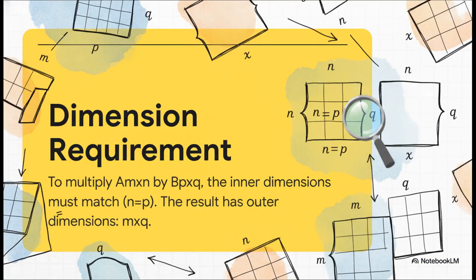And this right here, this is the golden rule. If you've got a matrix A that's m rows by n columns and a matrix B that's p rows by q columns, you can only multiply them if those 2 inner numbers, n and p, are exactly the same. And here's the cool part. This rule also tells you the size of your answer. It's going to be the outer dimensions, m by q.